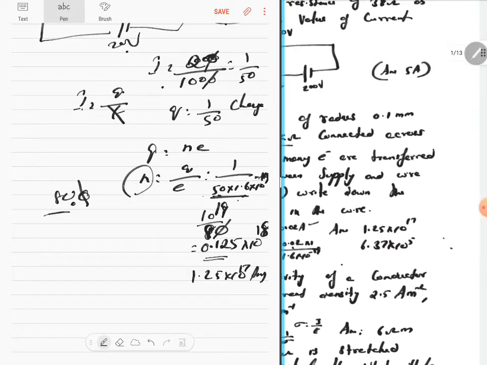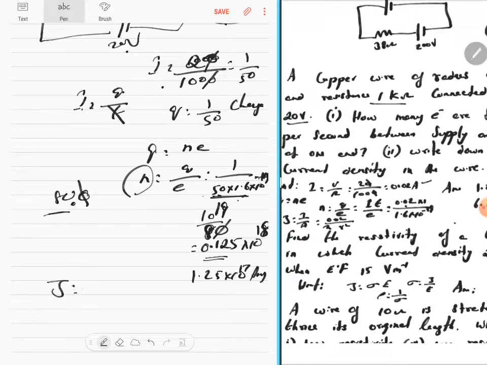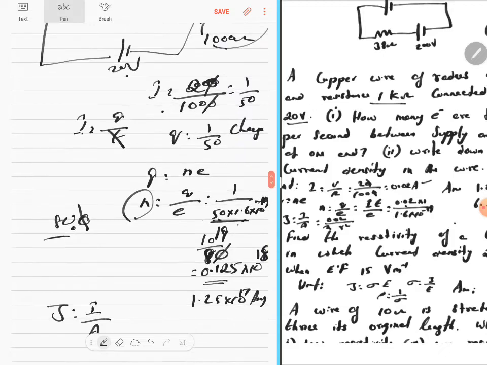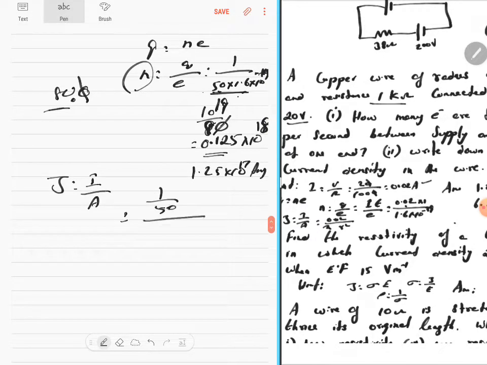Next, what are they asking? Write down the current density. What is the current density formula? Current density is current per unit area. Did you get the current? Current is somewhere here, it's 1 by 50. Per unit area is pi r square, the cross section area, correct?